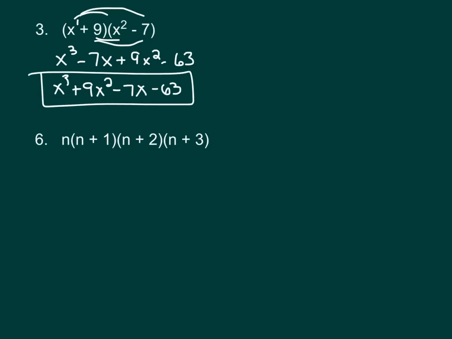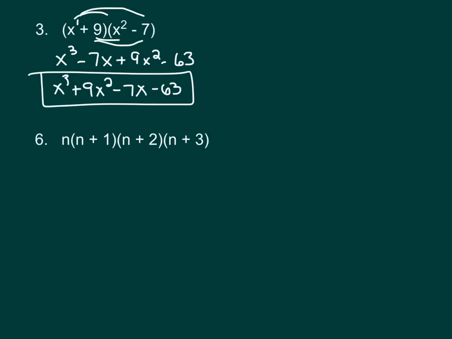Okay, number 4 and number 5, we're going to skip. You guys are going to do that tomorrow in class. But let's jump down to number 6. Now, number 6, we're actually multiplying 4 separate terms. So we're taking the product of 4 individual terms. So you're really just going to pick 2 of them.